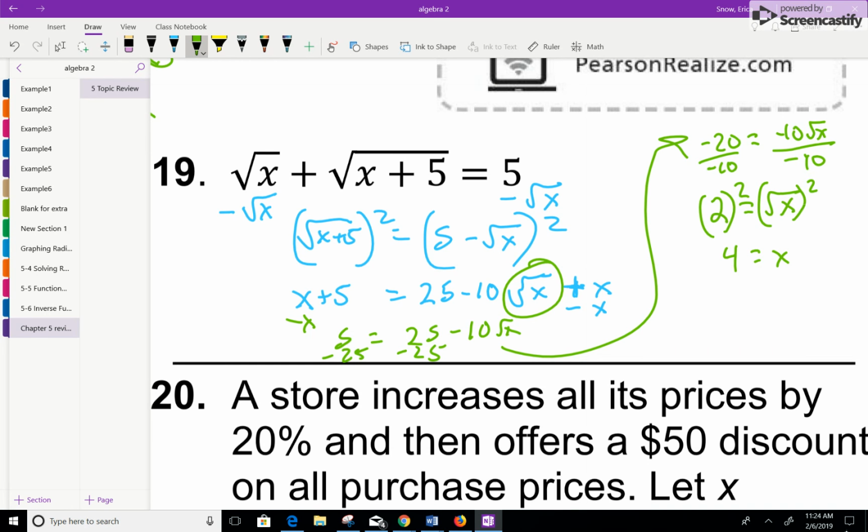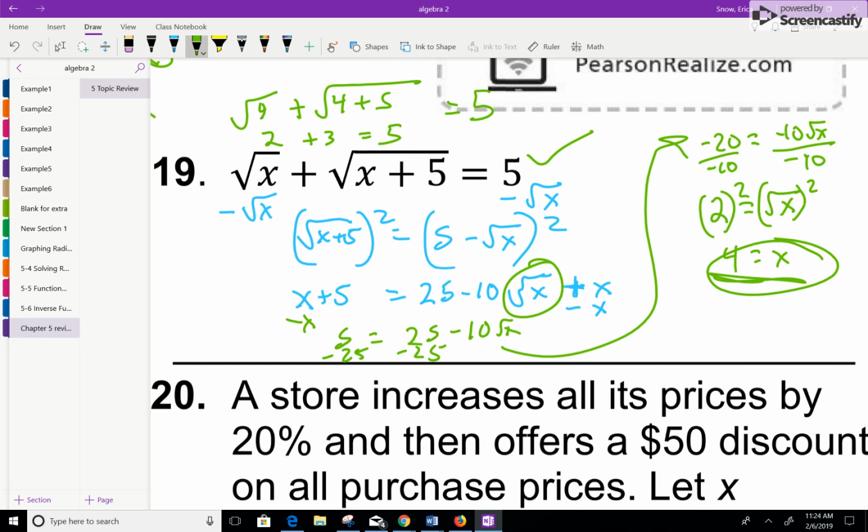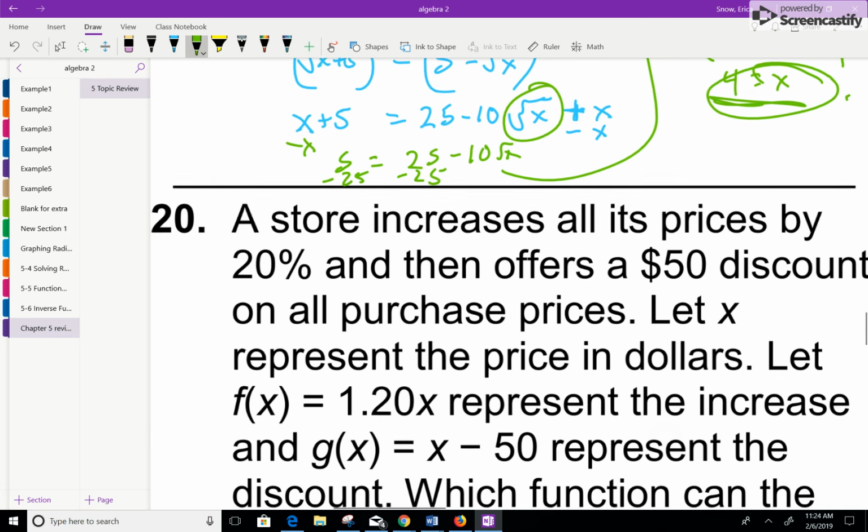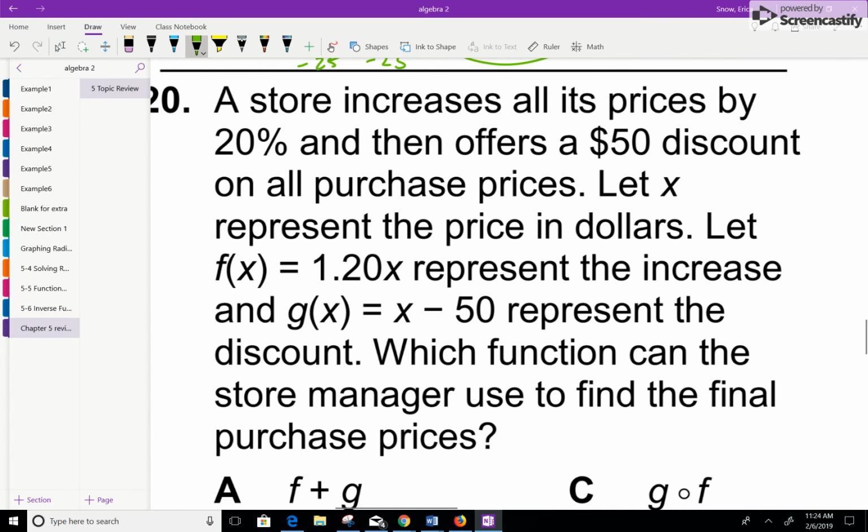But I'm not done. I need to plug that back in. So I'm going to get the square root of 4 plus the square root of 4 plus 5. And we're going to hope that that equals 5. So this is 2 plus 3, which equals 5. So that works. And that is our answer. You do have to check these every time. All right.